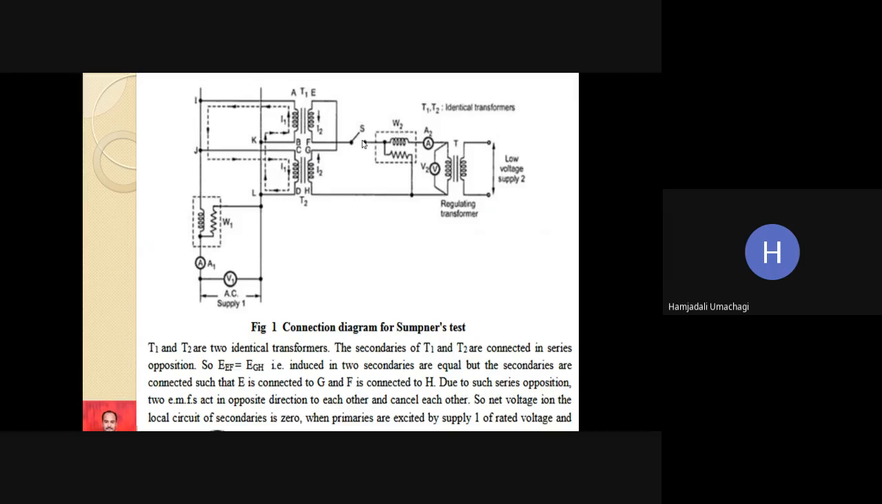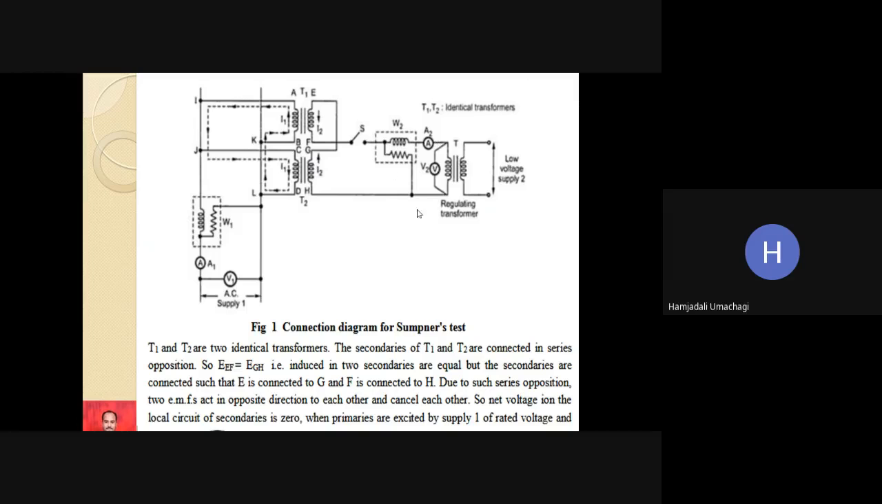Before conducting the test, switch S should be kept open. We should not close this switch. The secondaries of the two transformers, which are connected in series opposition, are excited from the other side with the help of another regulating transformer, which is of low voltage.